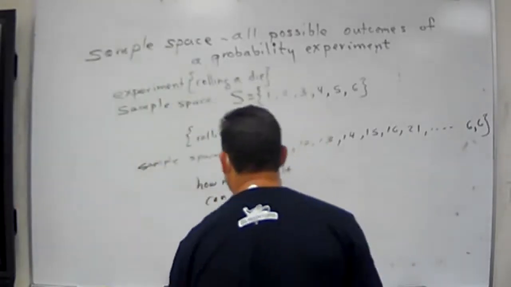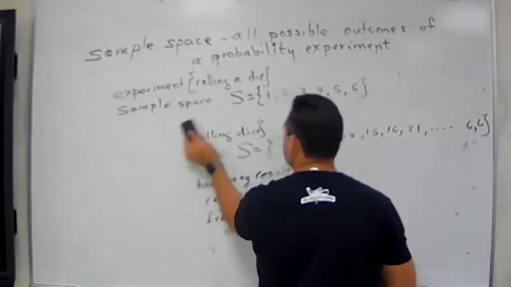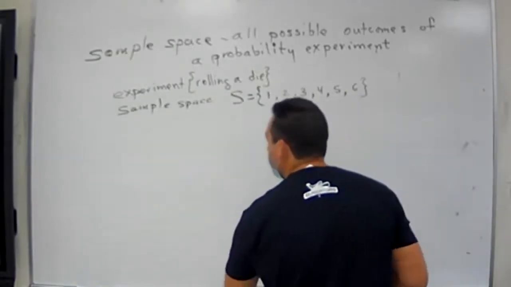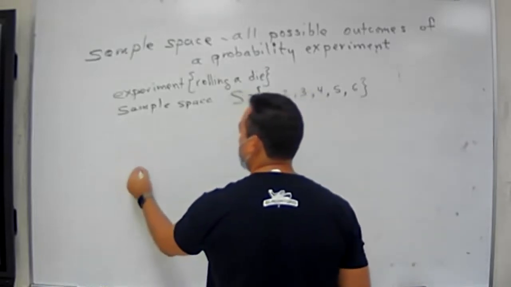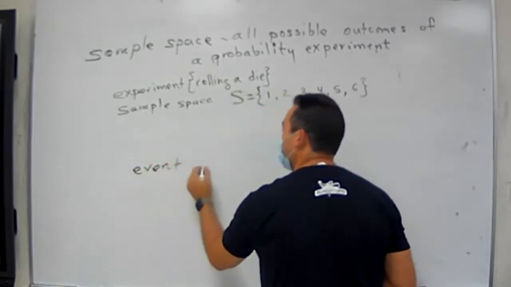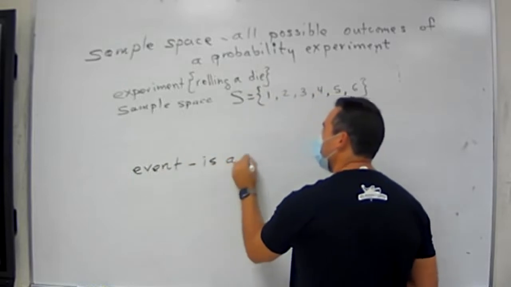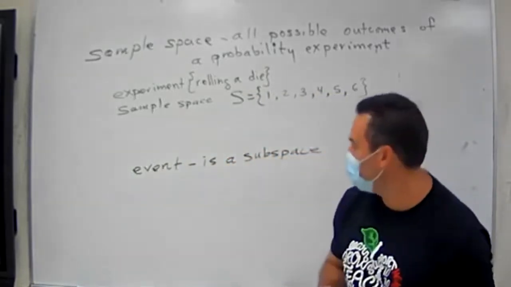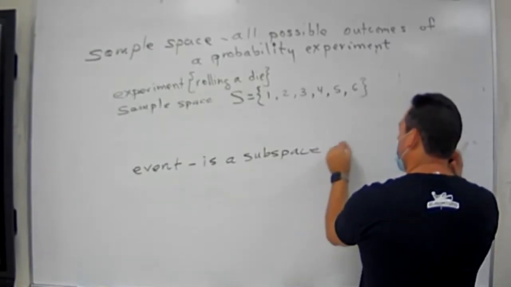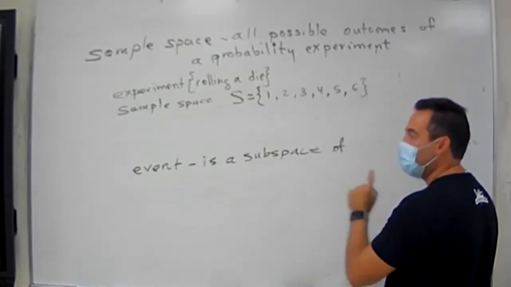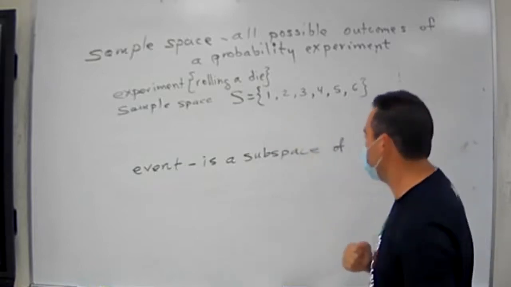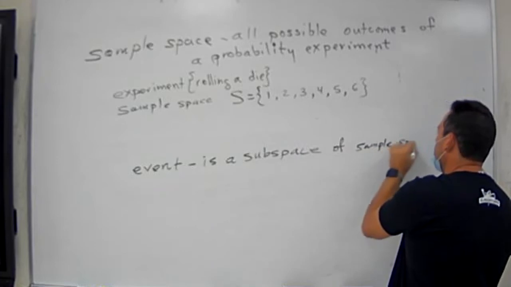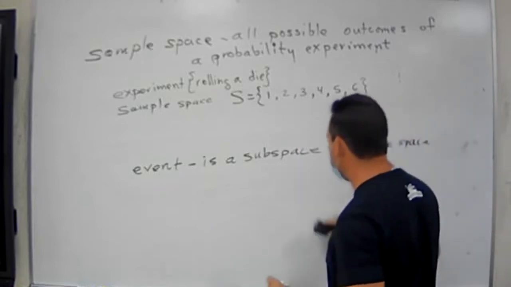So I'm going to go ahead and erase this here. And let's talk about an event. So an event is a subspace of the sample space. Let me use the word that the book used, a subset.